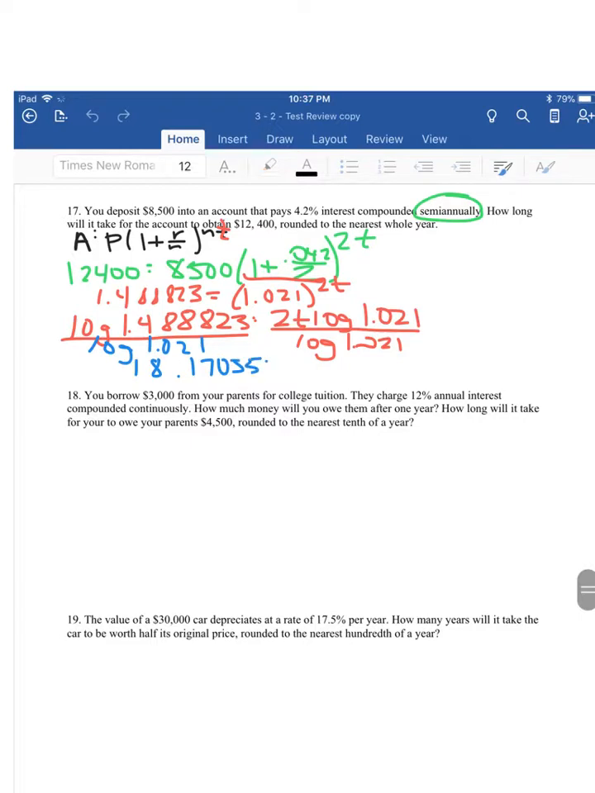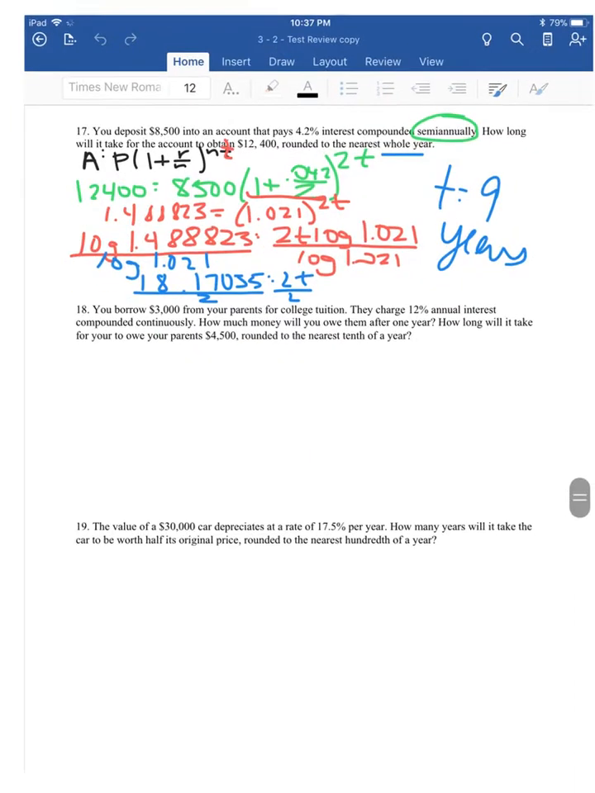18.17055. We'll round it there, equals 2t. Then divide by 2 to get t by itself. But because this says nearest whole year, we get t equals 9 years. Next question.